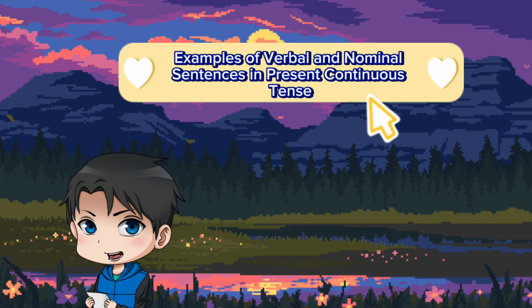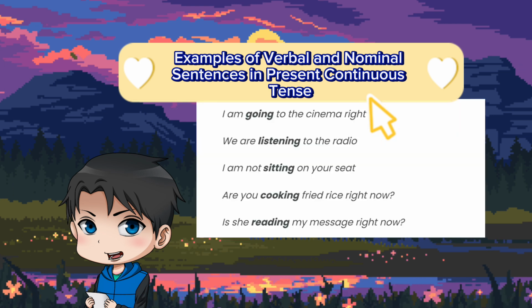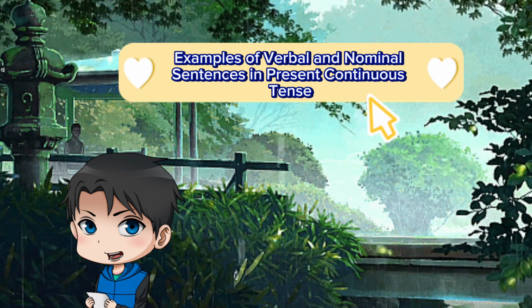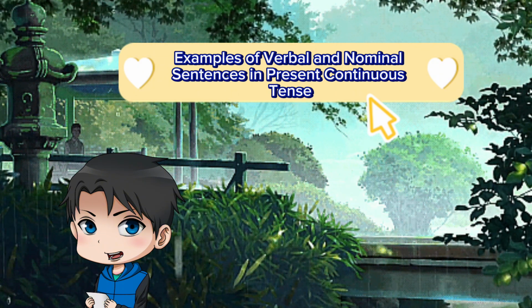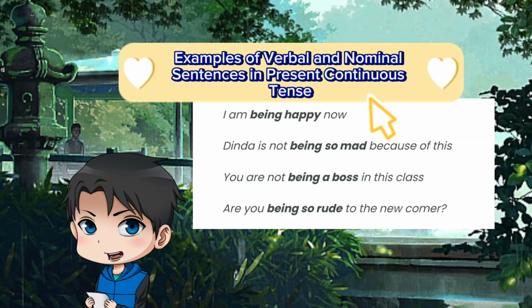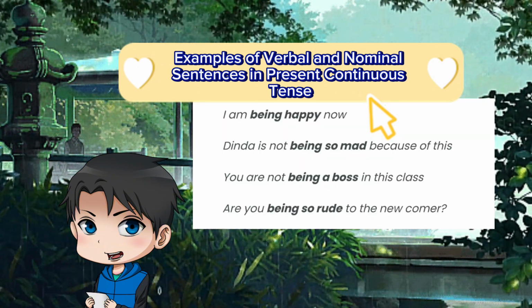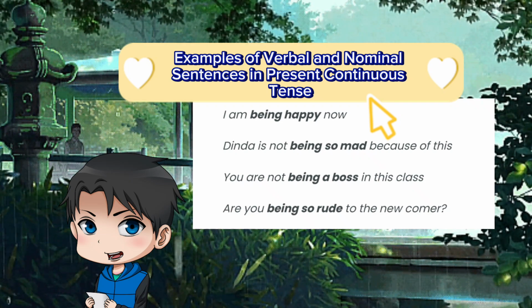Examples of verbal and nominal sentences in present continuous tense. Let's immediately look at examples of sentences that use present continuous tense time adverbs. Below is an example of present continuous tense in a verbal sentence pattern. What about nominal sentence patterns? Here it is, an example of present continuous tense in a nominal sentence pattern.